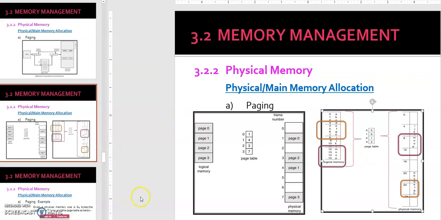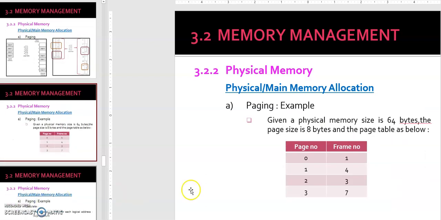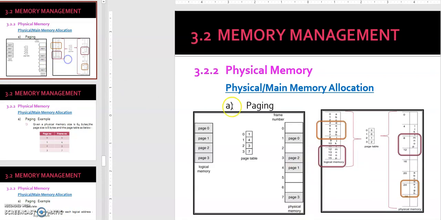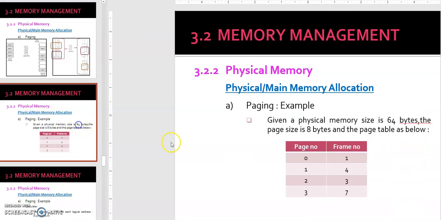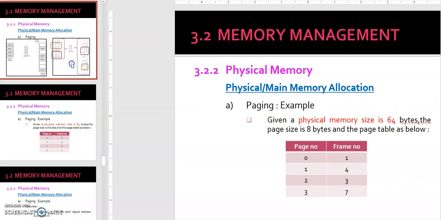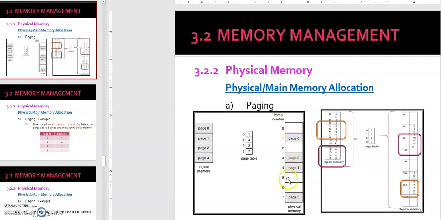Alright. So, next, let's see. How do you want to calculate? Because there's some calculation involved in how the operating system will get the exact frame location. Okay. So, given a physical memory of size 64 bytes and each page size is 8 bytes. Okay, so now you have a physical memory which is at 64 bytes. Okay, 64 meaning this whole thing here. Okay, we look back here, physical memory size of 64 means from the top to the bottom is 64.